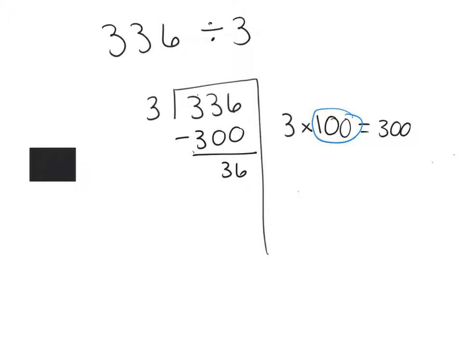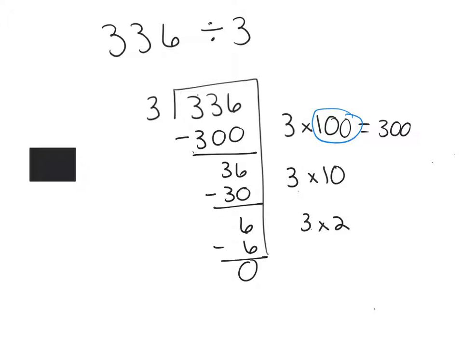Some students will see the 3 times 12 and be like, oh, it's 3 times 12. You may also have some that say, okay, no, 3 times 10, because I know that's 30. And they'll subtract 30. And then they'll have 6 left. And then they'll be like, oh, that's 3 times 2. And then they'll subtract 6, and they'll have the remainder. And then they'll go, okay, how many groups did I make? Well, those are all of my groups. So that would be 112.